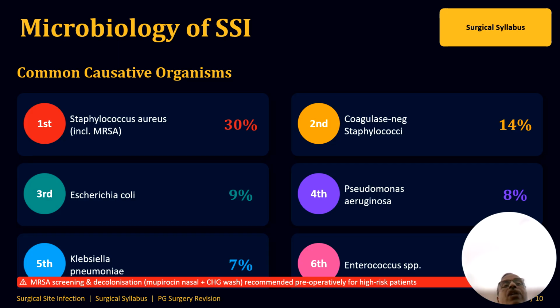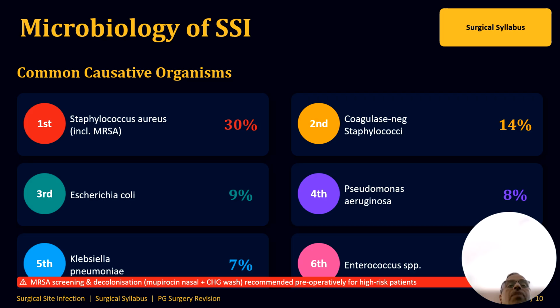Now, coming to the microbiology of surgical site infection, the commonest causative microorganisms are Staphylococcus aureus, including methicillin resistant Staph aureus. 30% of surgical site infections are attributed to Staph aureus, including MRSA. Second most common are coagulase negative staphylococci, which account for about 14% of cases of SSI.